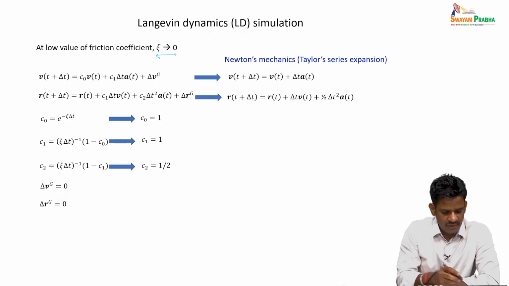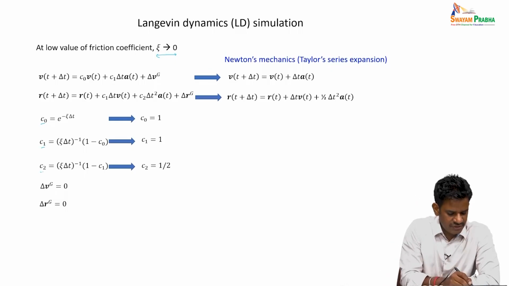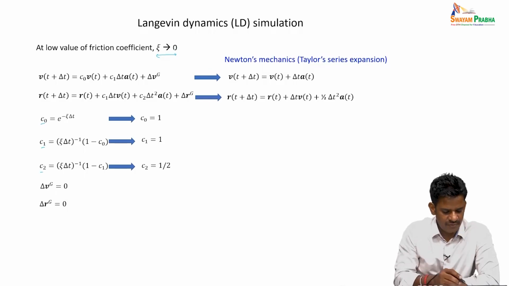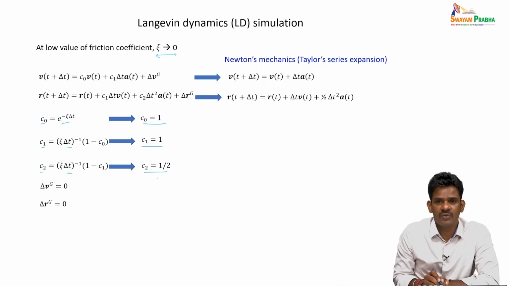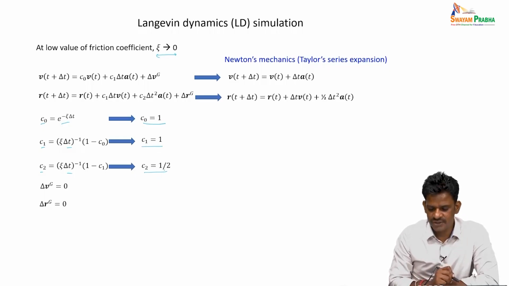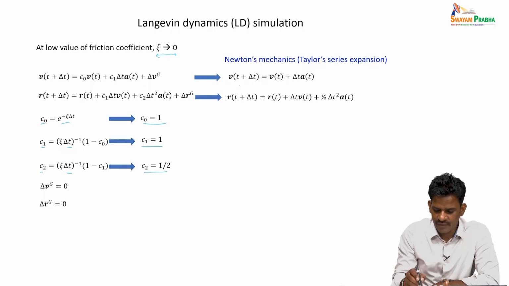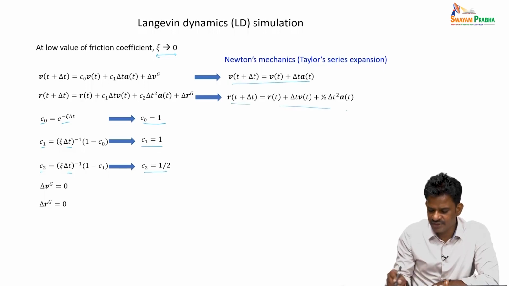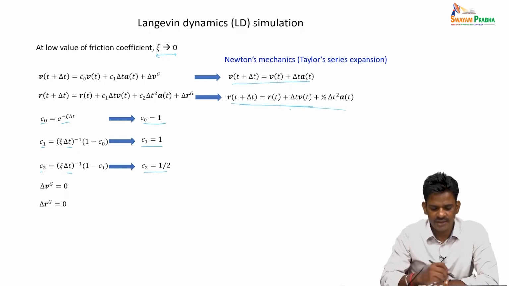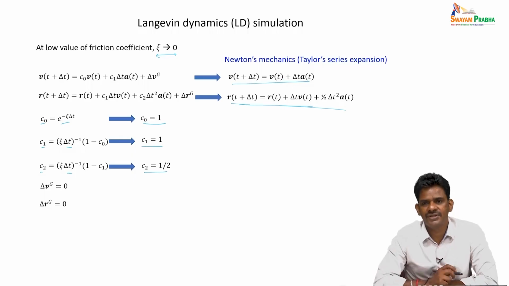And to see that, you look at the expression for C0, C1 and C2, and when eta goes to 0, you can expand all these terms, and then you can show that C0 will become 1, C1 also will become 1, and C2 will become 1/2. And then when you substitute all these C0, C1, C2 values in the velocity and in the positions here, you basically will recover that the Langevin dynamics converges to Newtonian mechanics, as if this is a Taylor series expansion of velocities and positions.